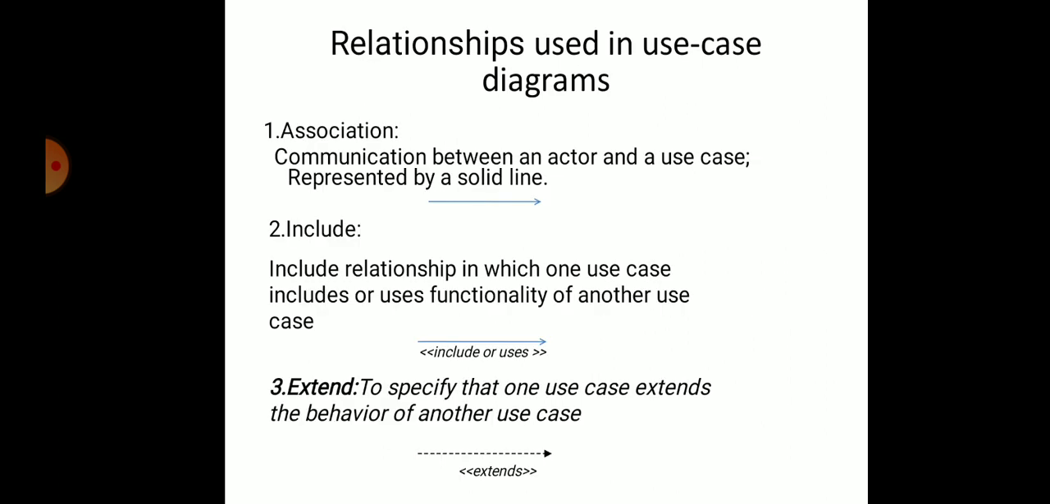Next are the relationships used in a use case diagram. First one is association. It is also seen in the class diagram. Communication between an actor and a use case is represented by a solid line; that is called association. Include: in an include relationship, one use case includes the functionality of another use case. Remember that in an include relationship the use cases are related to each other and use the functionality of the other use case. Next one is extend.